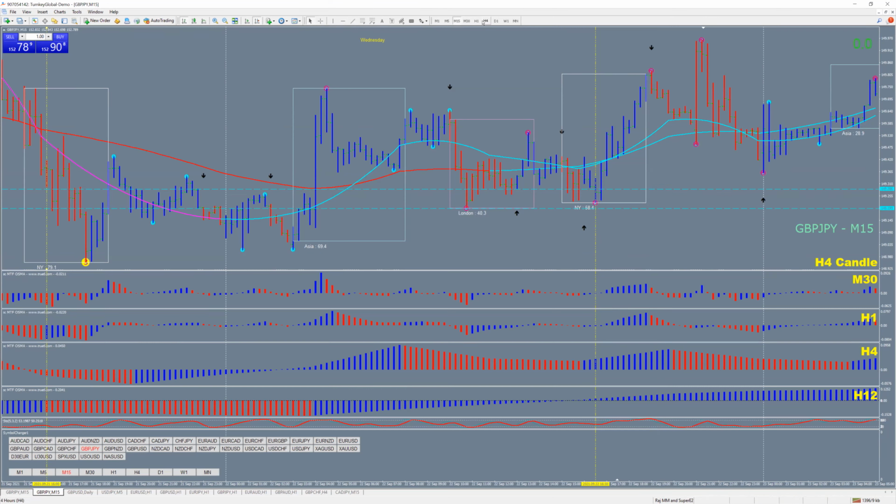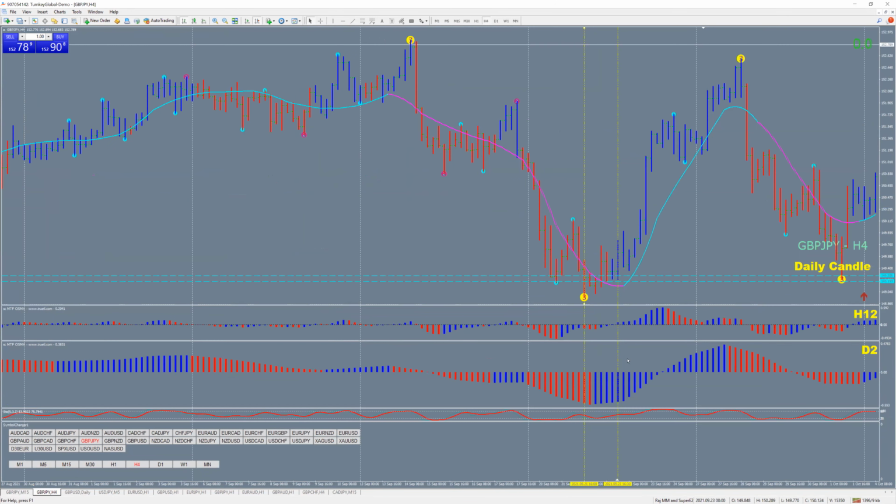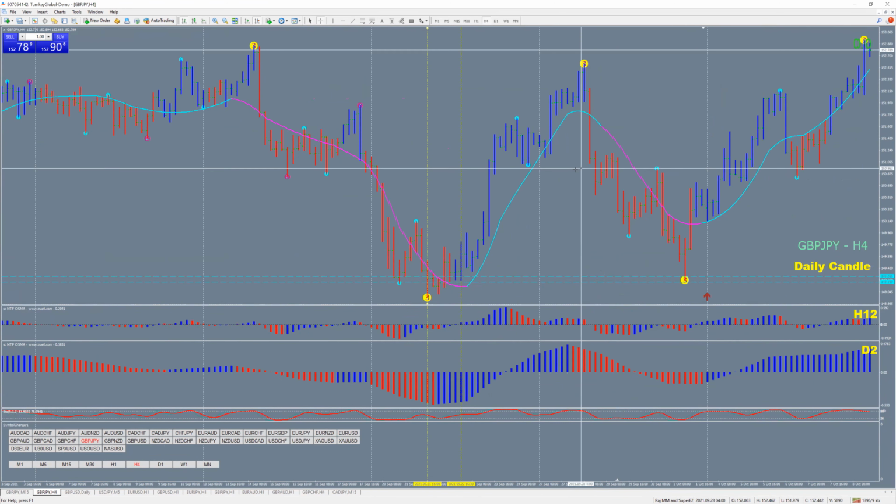Now I'm back on the 4. Let's take a look. Transitioned, but it didn't give me an exit all the way here. And look where I entered, at the bottom of this, rather than waiting all the way at the top. Here's my exit.